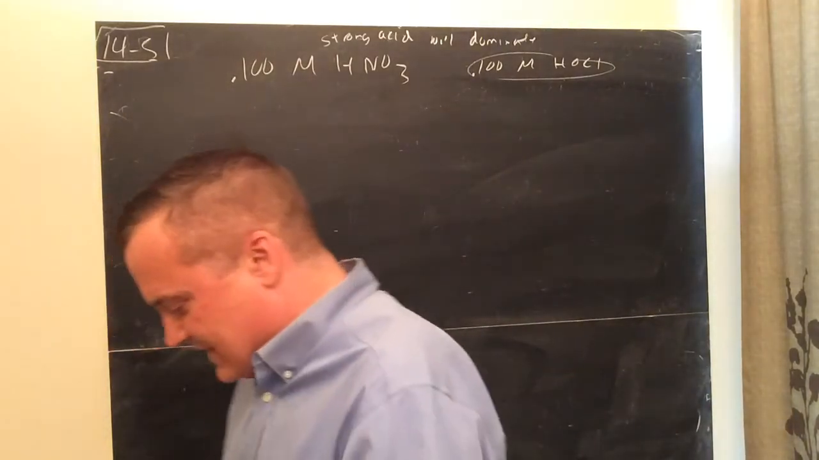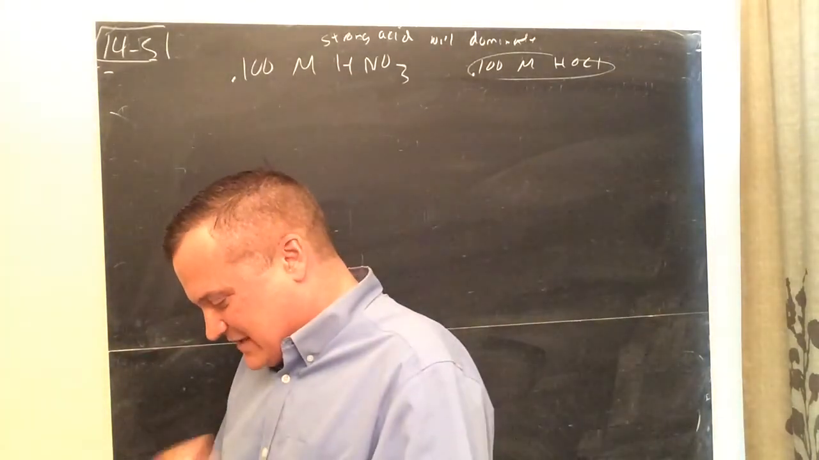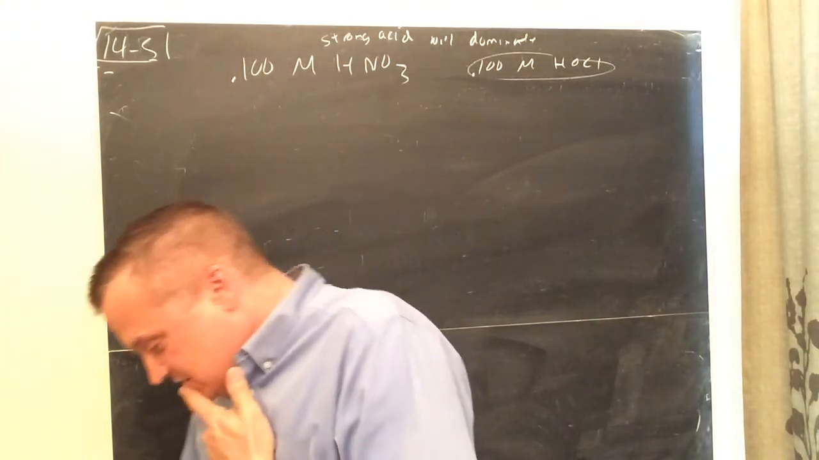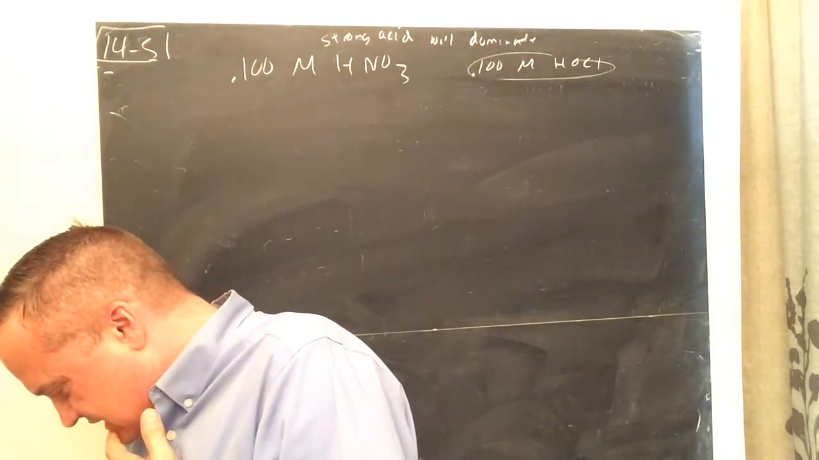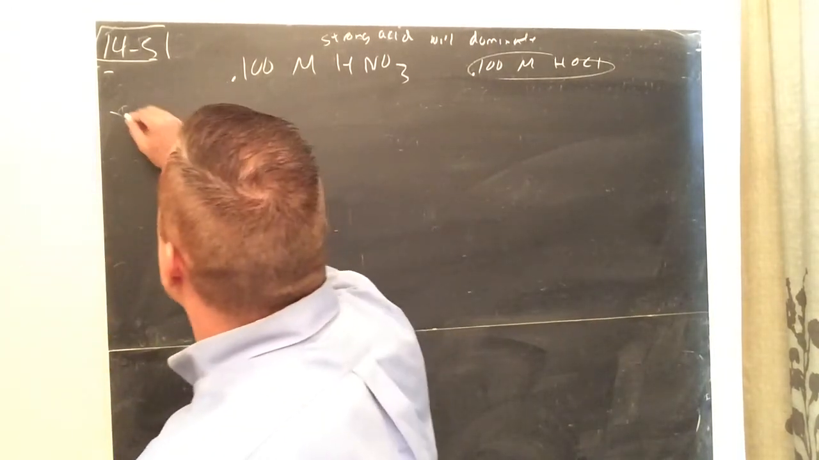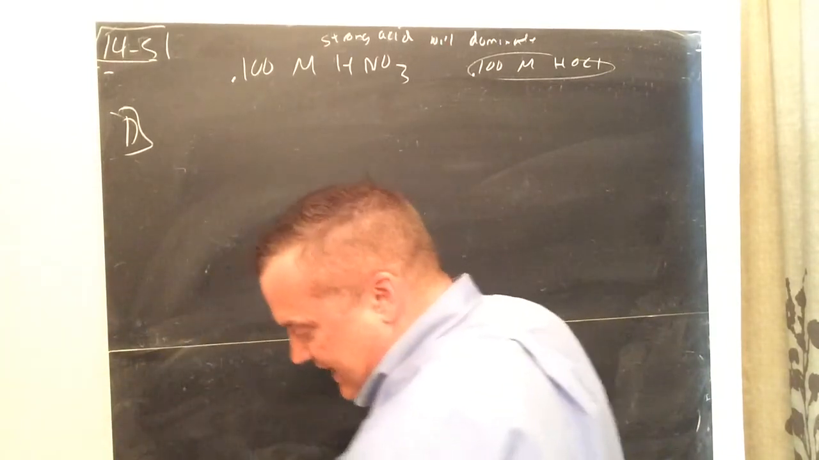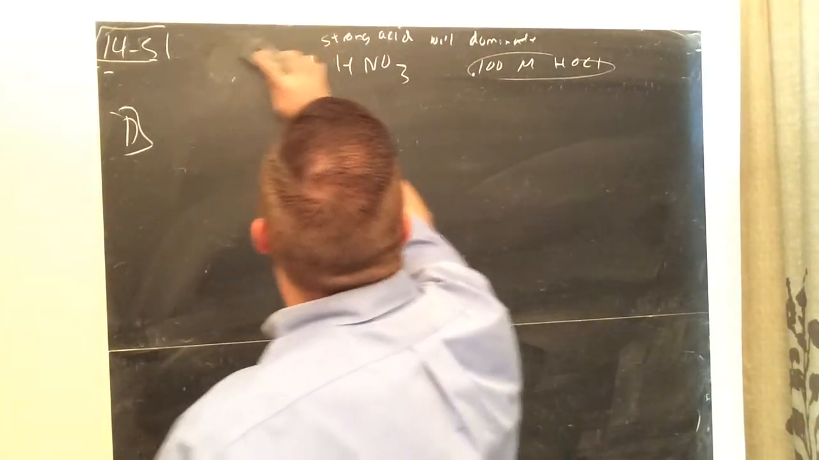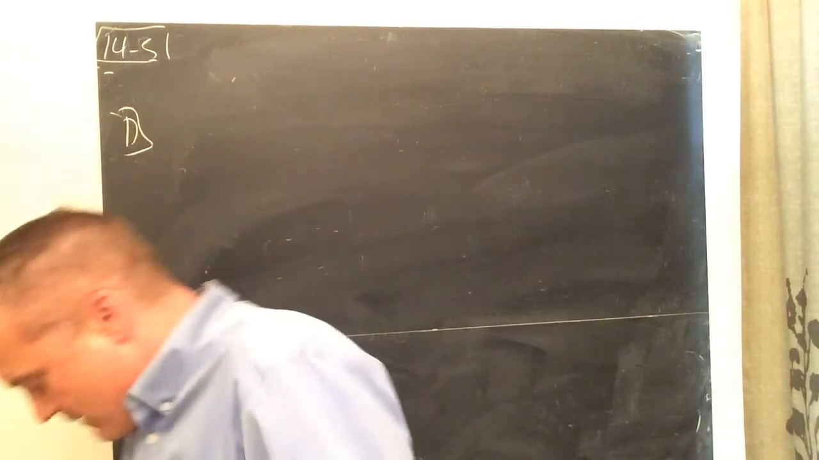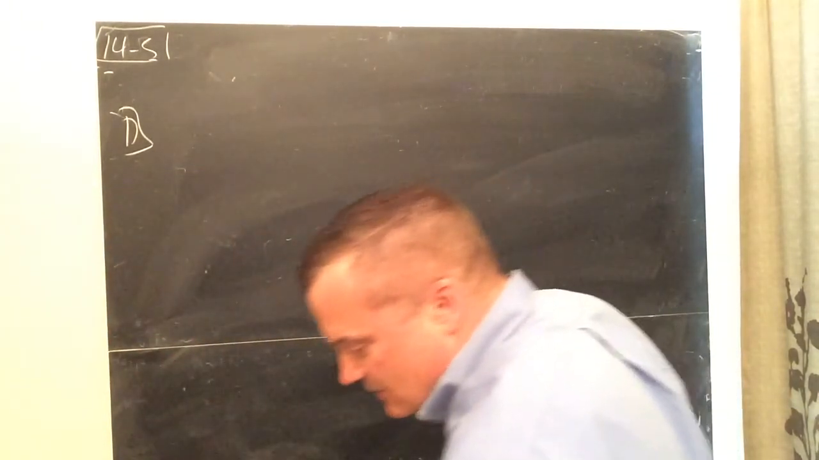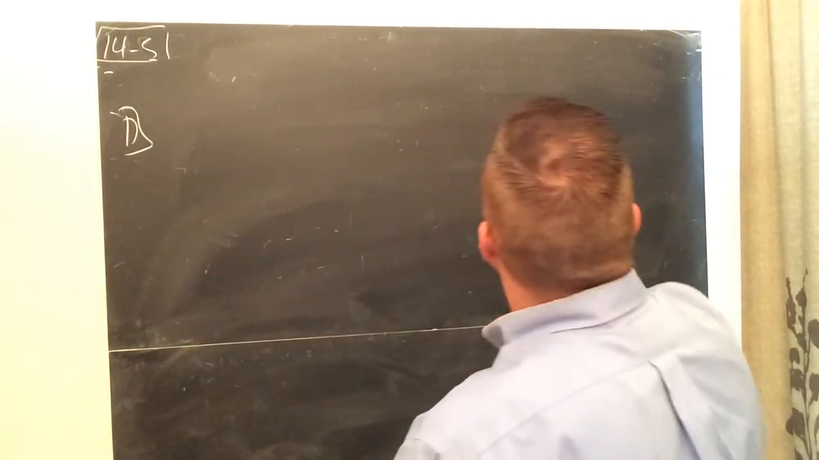But let's go down to the next D. Calculate on the next page. D and E are there. D says calculate percent dissociation of acetic acid. Okay, I got to do a lot of these problems. So D, calculate percent dissociation of acetic acid in the following solutions. All right, and we've got 1 molar and 0.100 molar CH3COOH.